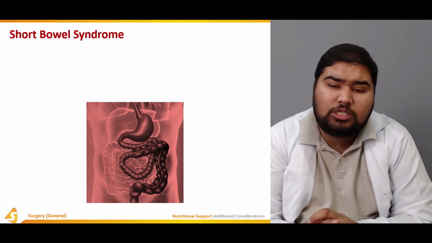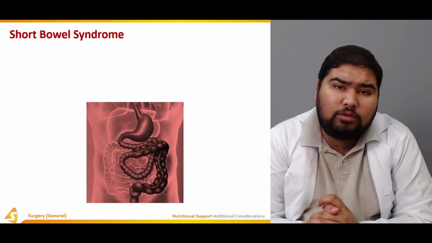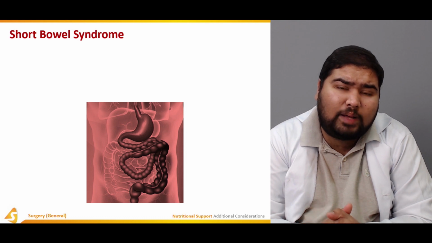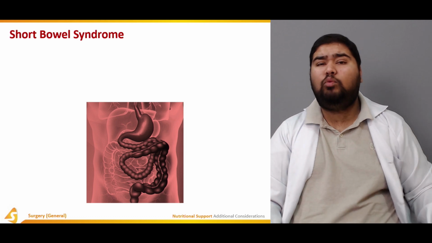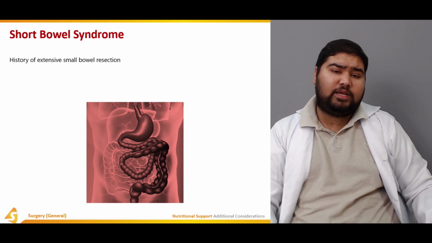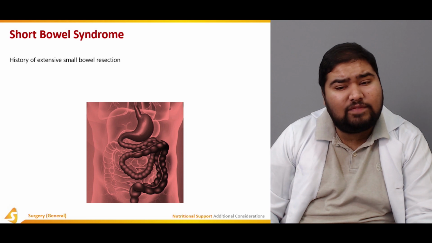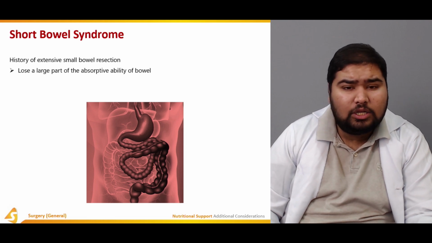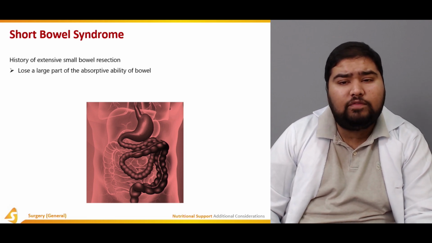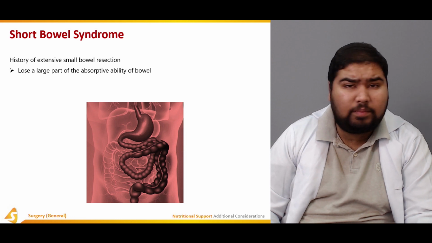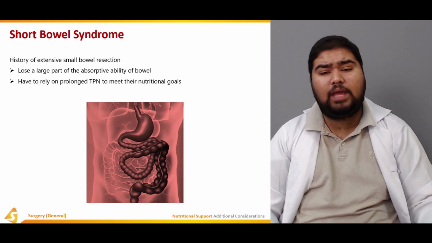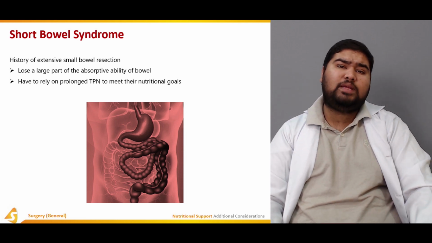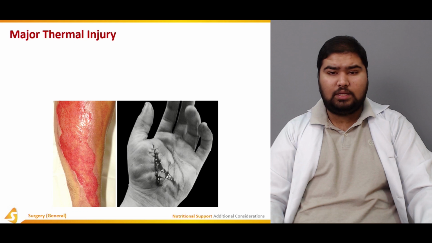Now, short bowel syndrome. In short bowel syndrome, a small portion of bowel is functional, the rest is non-functional. So, how will you maintain the nutrition in these patients? They have a history of extensive bowel resection. So they lose a large part of their absorptive ability of their bowel. They have to rely on TPN for longer periods of time to maintain their nutritional goals.